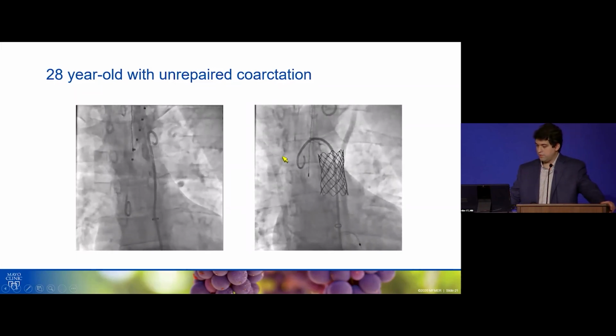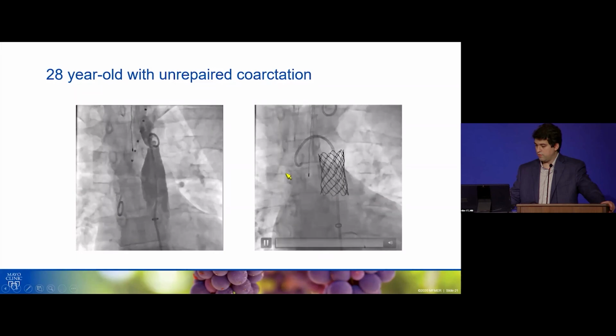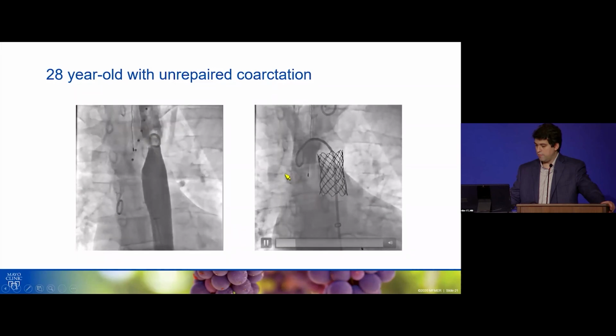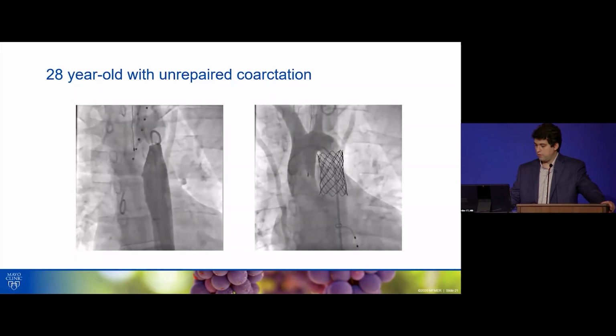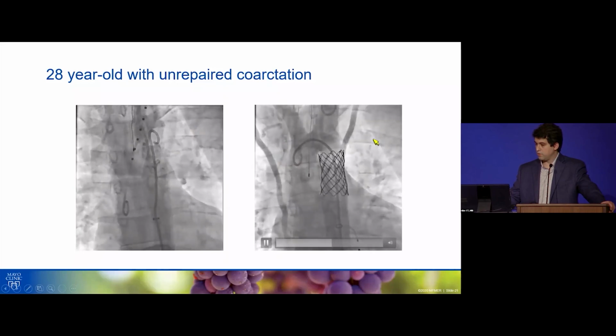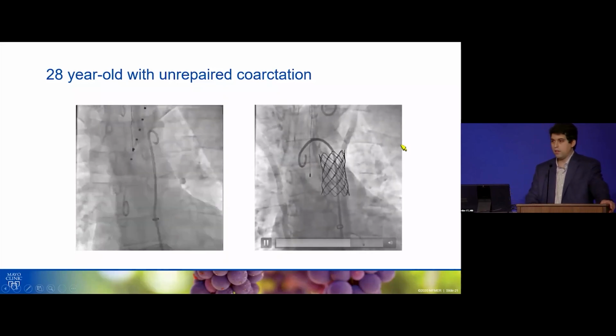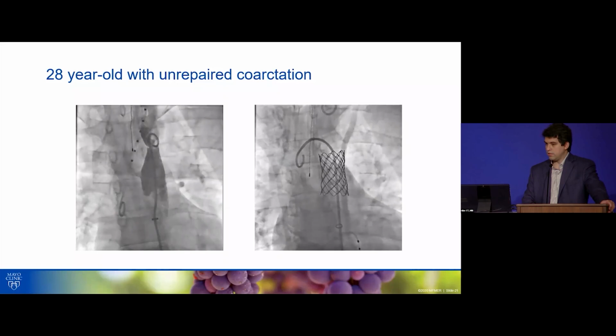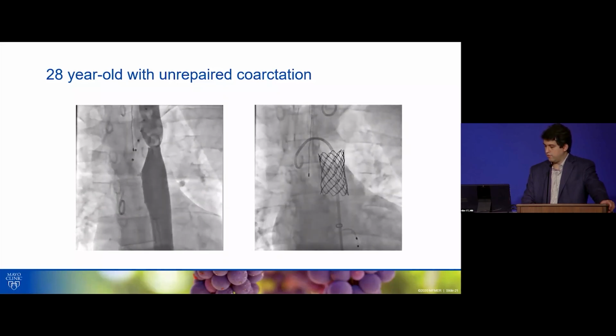And the other thing you can see is, if you wait long enough, you can see these very large IMAs that were bypassing the area of obstruction. So again, this is another typical finding when you have severe coarctation of the aorta, these large collaterals bypassing the level of obstruction.